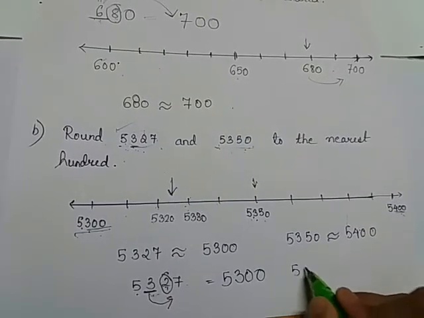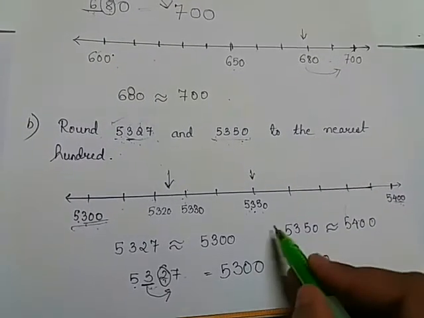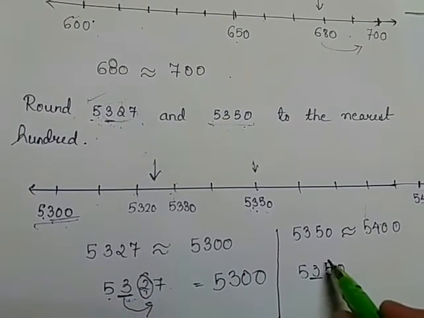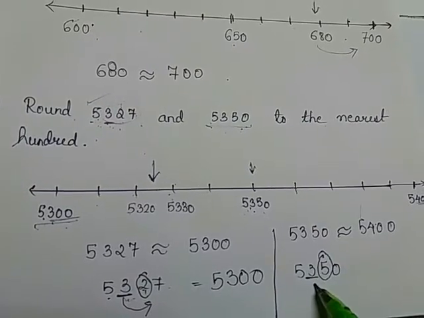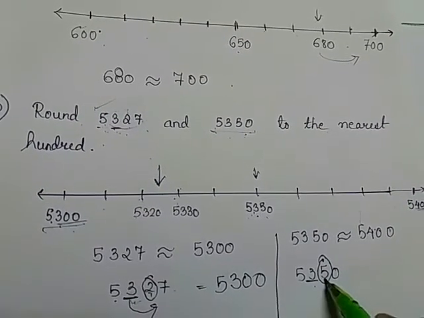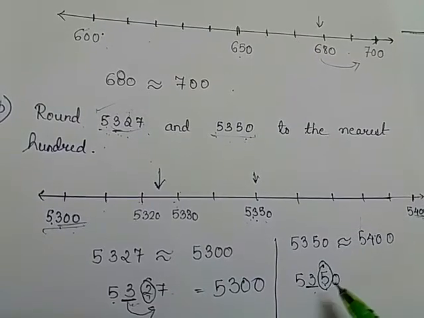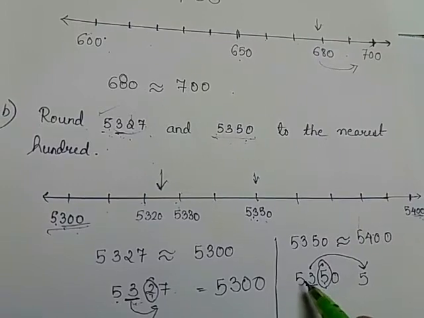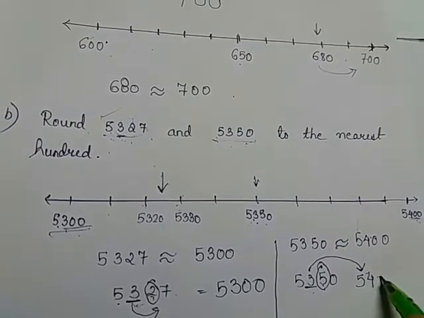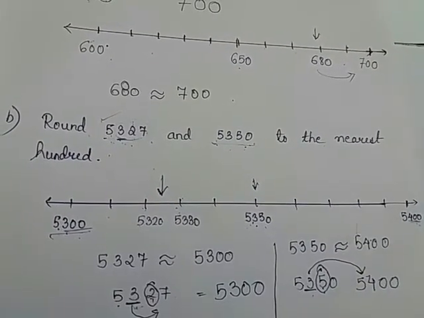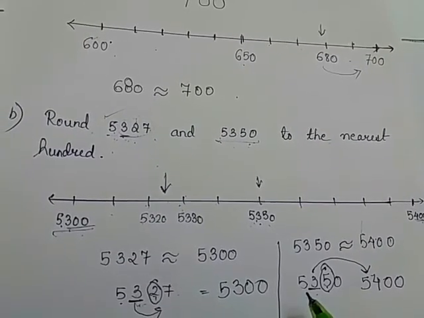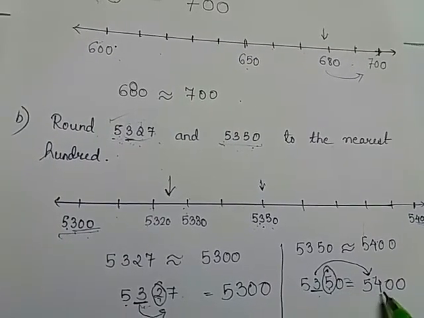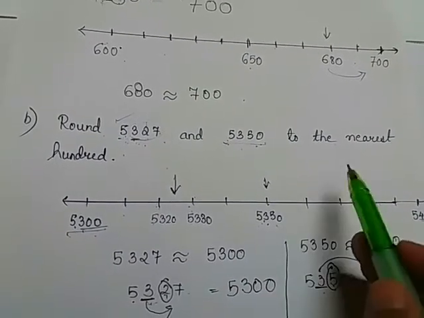Also, 5350, this is the number which we want to round. So we have to look at this digit which is exactly right to it. This falls under the stronger group. As a result, this will pull the number up, and 3 will become 4, and automatically the other two places will become 0. So we can say that the round off of 5350 is equal to 5400 when rounded to the nearest 100.